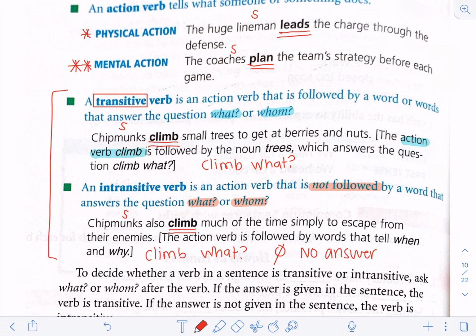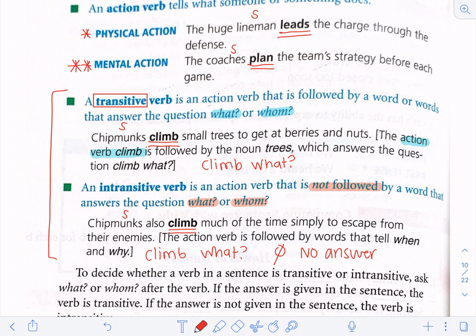That little circle with the dash through it is my abbreviation for it does not apply. So instead, what happens after climb answers the questions when and why. But those are not the questions that you need to worry about. You need to ask what or whom. And if it doesn't answer those, then it is an intransitive verb.